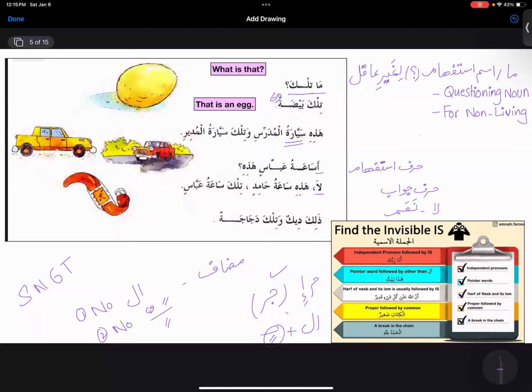It depends on the mudaf ilayhi. Exactly, because my mudaf ilayhi has al, it is proper, so that is going to make my mudaf proper. Okay, so hazihi sayyaratul mudarrisi. This is the car of the teacher. Now, why is hazihi being used over here? Because sayyaratu is feminine.